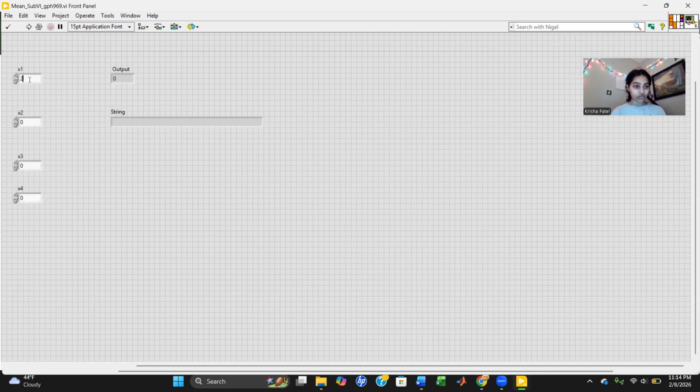So 2, 1, 3, and we're going to start by calculating our mean. We got 2, we have a valid X4 value. We're going to change X4 to 1. We get our RMS value, and we have a valid X4 value. Let's change it to 0.5. As you can see, our output reads NaN, and our string indicates that we should try a different number.